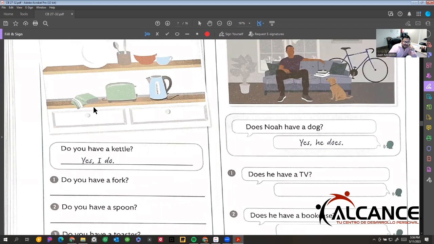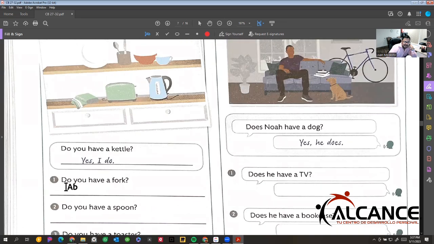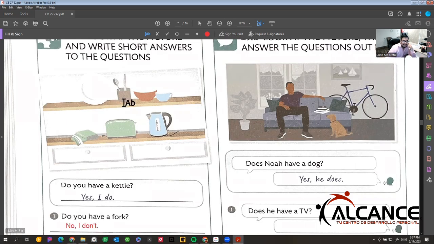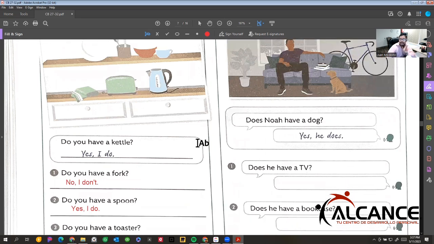So here, we write down what we have up here. Do you have a kettle? Yes, I do have a kettle. This one right here. Do you have a fork? No, I don't. So it's no, I don't. Do you have a spoon? There's a spoon. Yes, I do. From here, right? Got it? Do you have a toaster? Then you just put yes, I do.